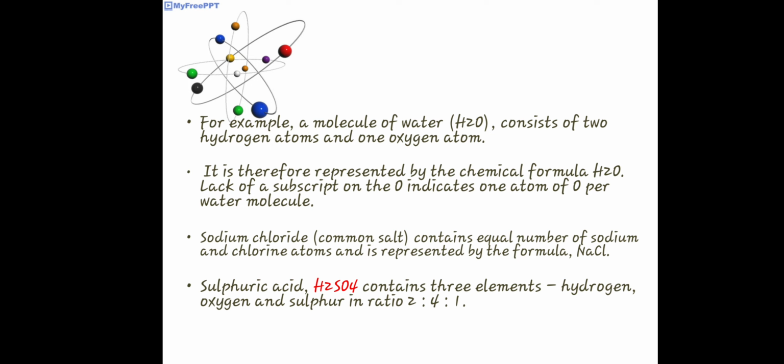So sulfuric acid, or H2SO4, contains three elements: hydrogen, oxygen, and sulfur, in the ratio 2:4:1. As we can see here, hydrogen has a subscript of 2, while sulfur only has a subscript of 1, and oxygen has 4. So as I've said, if it is only 1, you don't write the 1, just the symbol of the element. That's why it makes H2SO4.